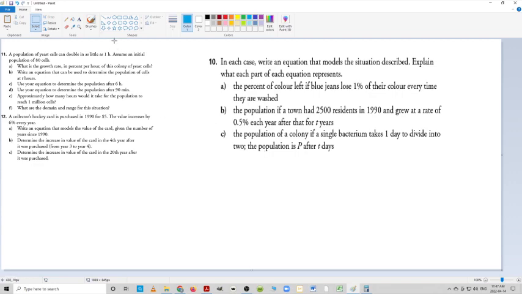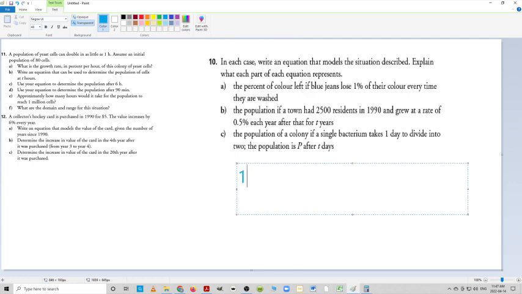Write an equation that describes the system. Okay, percent of color left of blue jeans loses. So what's something that goes down or loses? It's the decay. If it loses 1%, it maintains 99%. So one way you can look at it is if I start with blue jeans and I call it 100%, I multiply by 1, or 100%, which is 1, and it's going to maintain its 100%.